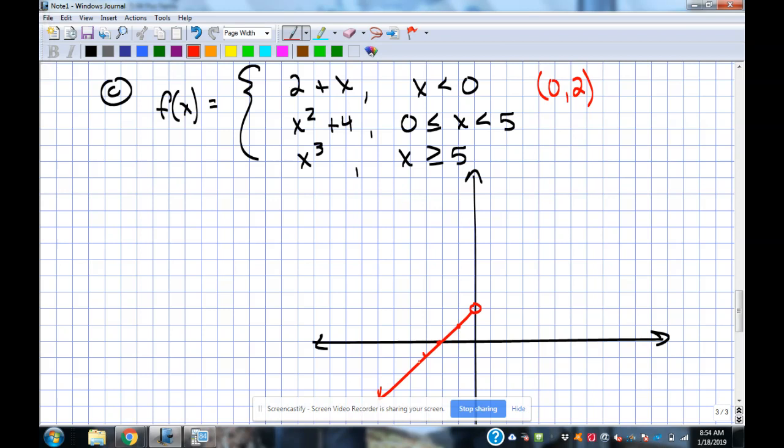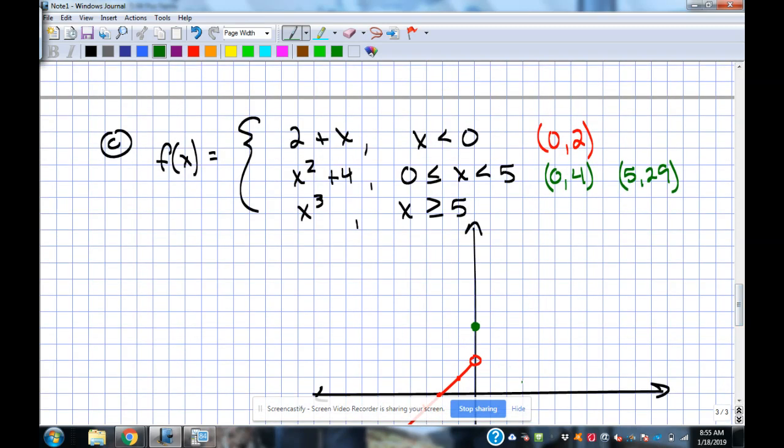Next part, important points. 0, 4, 5. All right. 0, 4, so we're plugging in that. And then plug in 5. 5 squared is 25. Plus 4 is 29. So that's way on up there. Kind of 29. Do it. What about the point on 0, 4? Closed this time. 4 closed. And then 5, 29. So that's way on up here. May not be able to fit it. So.